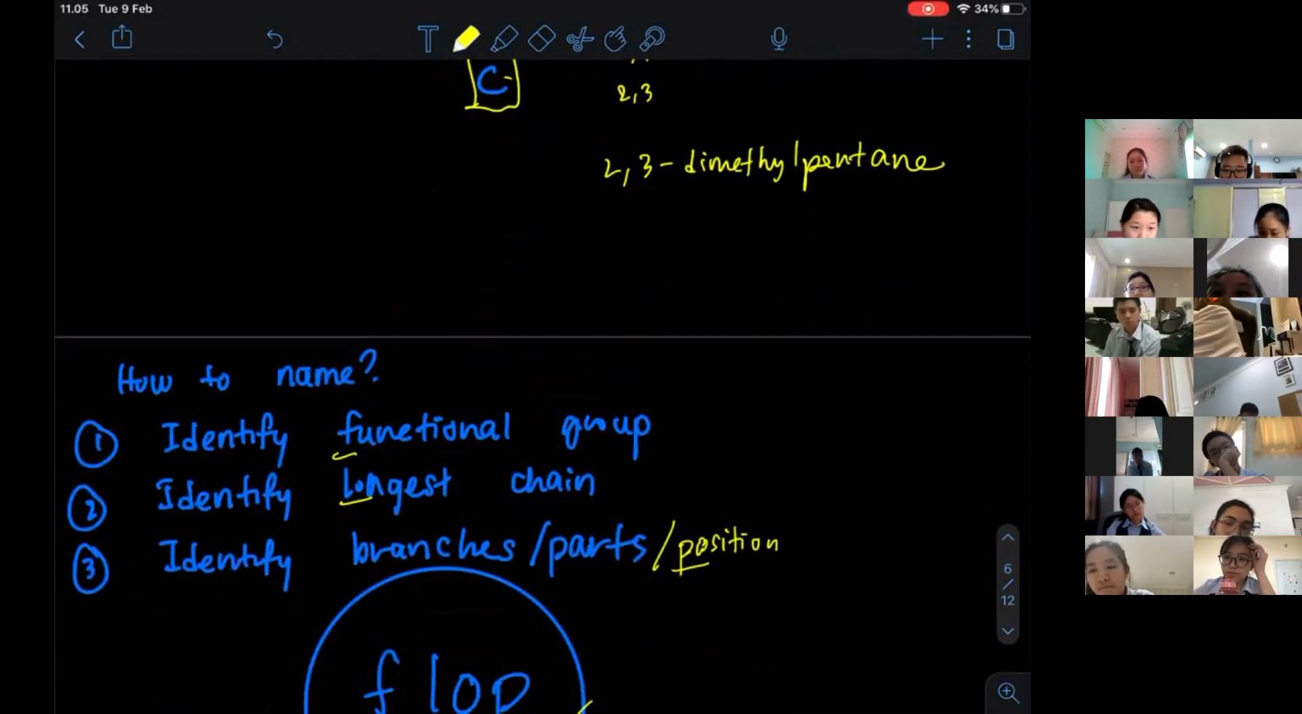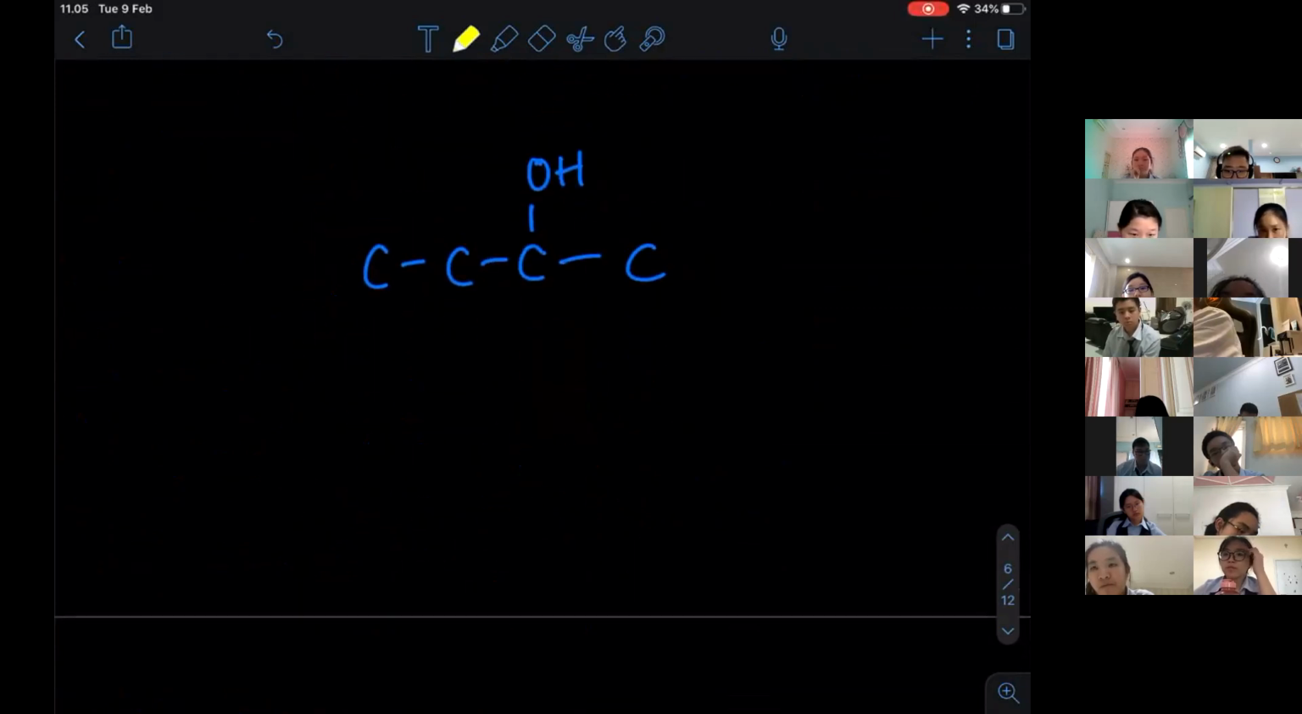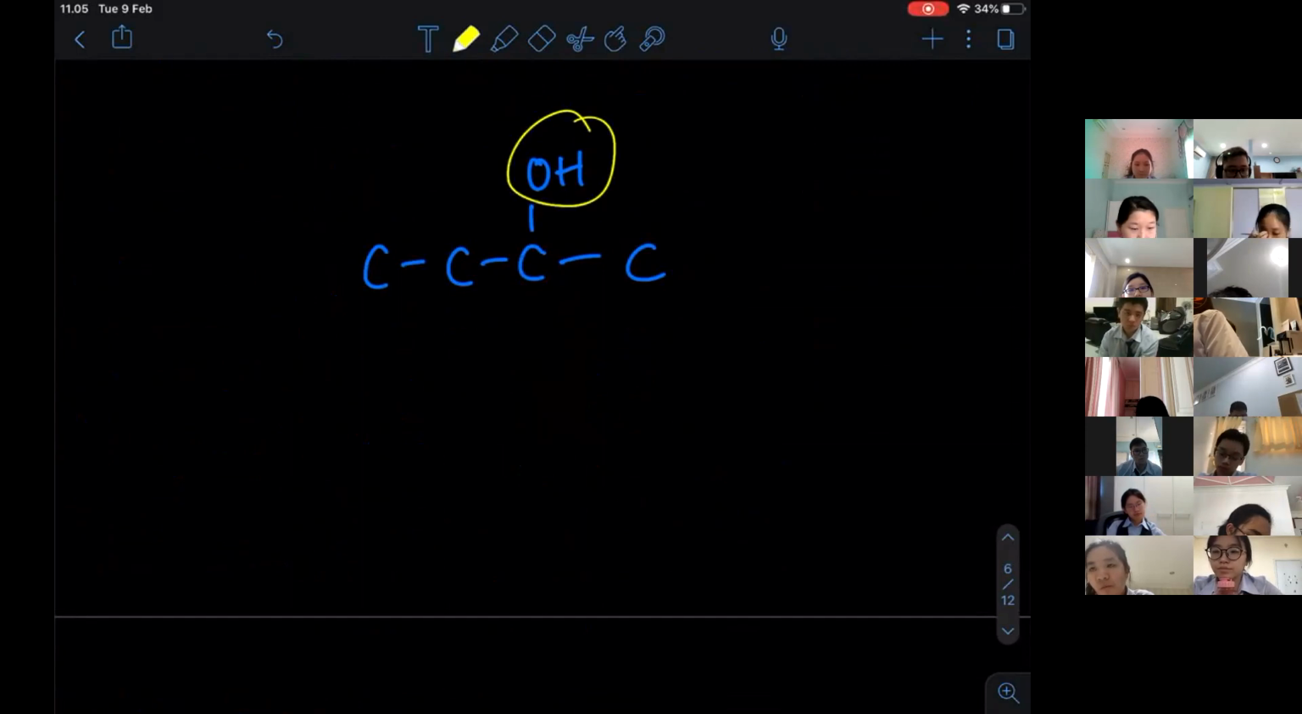Now, how to name? I already told you. Just use the same method. Now if let's say I have something like this. First, the functional group is going to be the OH. So the functional group is hydroxyl group. So how do I name hydroxyl group? It's alcohol. So it means they will end with ol.